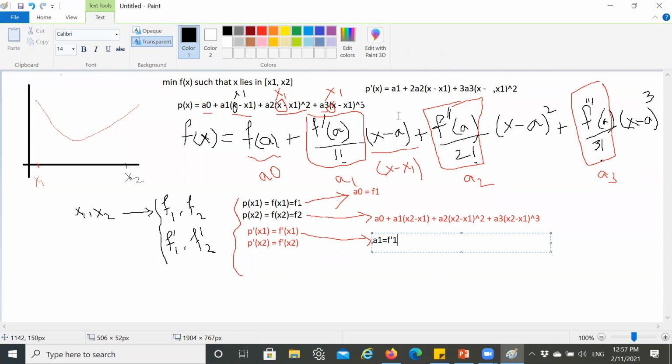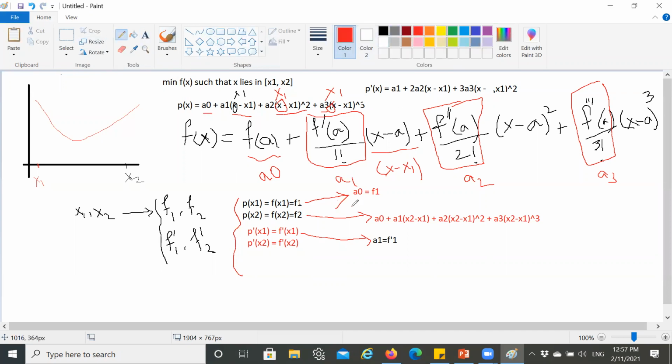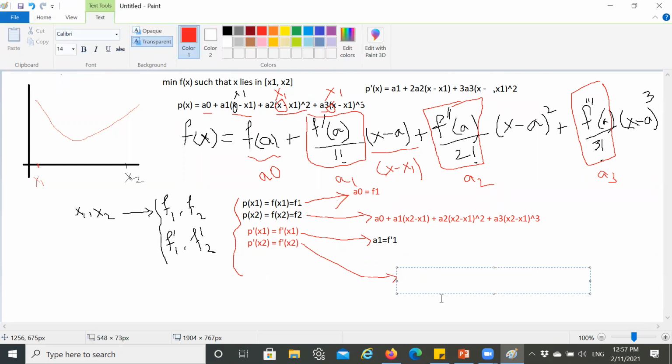Correct? Yes. This will go off, this will go off. We'll get F1 and we have this guy. And the final thing that we have is the equation that this guy would give us, from P prime of x2. So this would give me A1. Please correct me if I'm wrong, guys. 2 times A2 times x2, I'm replacing x2, I'm sorry, x1. This will be 3a3 times x2 minus x1 to the power 2. Correct? Yes.